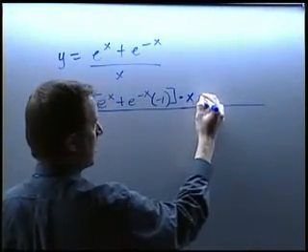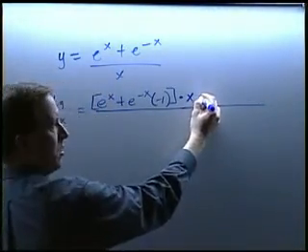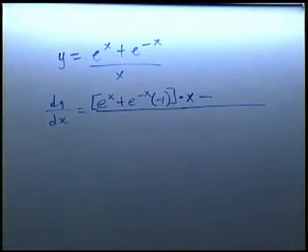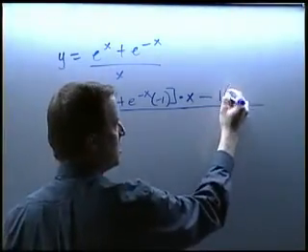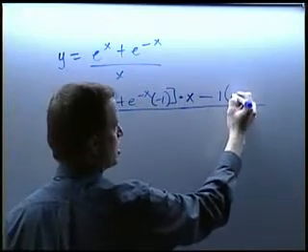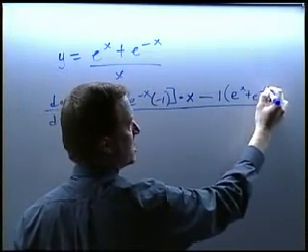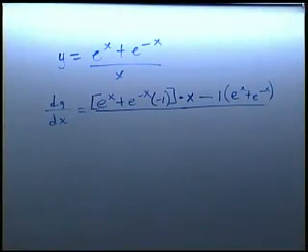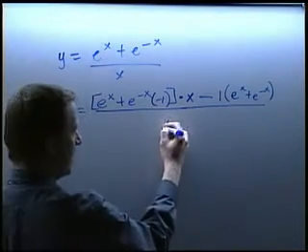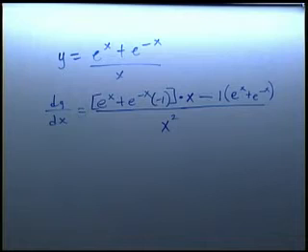What sign goes here? Minus. Then I need to switch the order around. I need to take the derivative of the denominator, which happens to be just a 1, times the original numerator. So e to the x plus e to the minus x. All divided by what? Divided by the denominator squared. So divided by x squared.